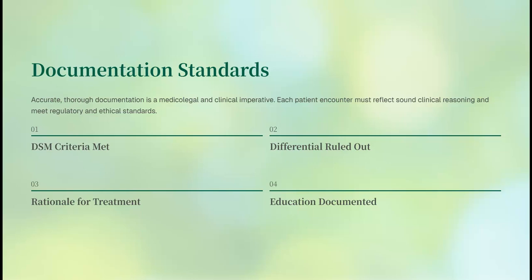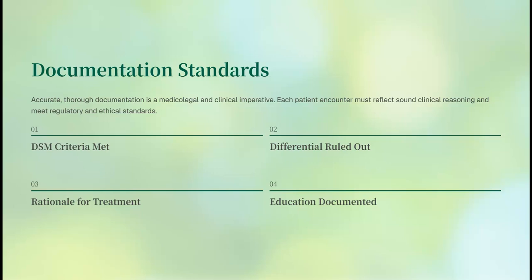Is the DSM criteria met? Don't just write major depression, show it. List which specific criteria are present. How many symptoms? How long have they been there? How are they affecting that patient's life? This is what makes a diagnosis defensible.